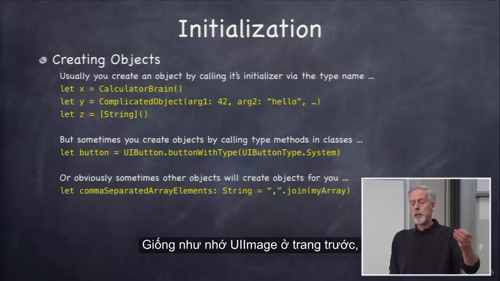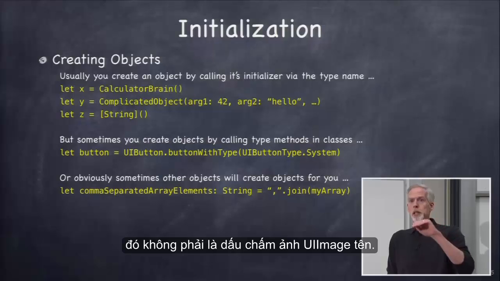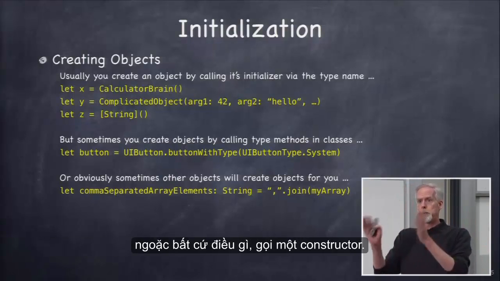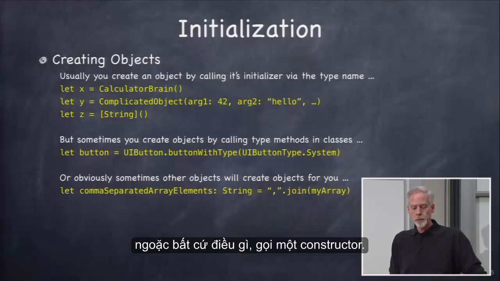Like remember UI image on the previous page, that wasn't UIImage.image named. That's kind of how it used to be in Apple. Now it's UI image parentheses, whatever, call the constructor.